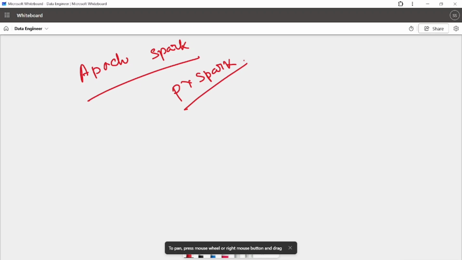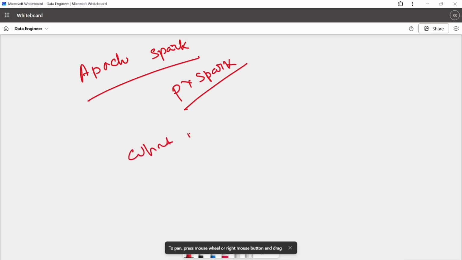So next, what is Apache Spark? Apache Spark is a distributed data processing engine used for big data analytics. Then what is PySpark? In Databricks we'll use PySpark only. PySpark is the Python API for Apache Spark. It is used to process large datasets across multiple machines. So you got some insight.